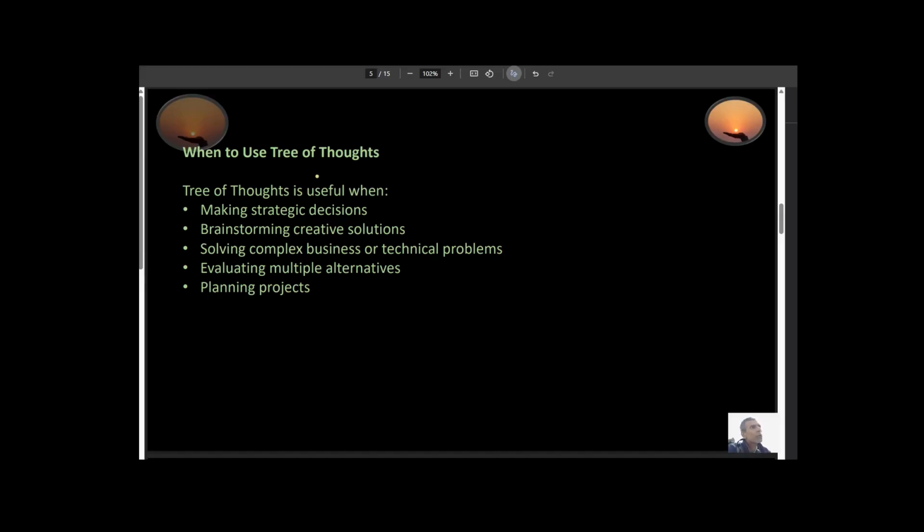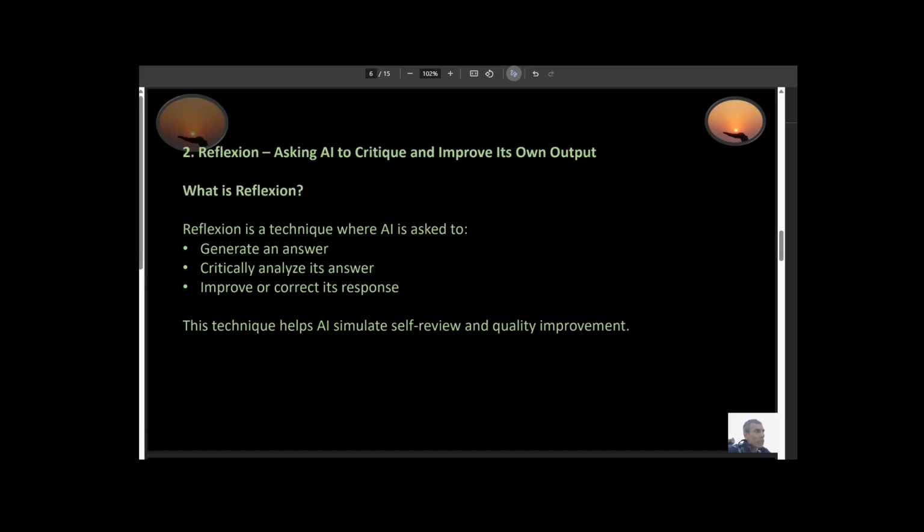So when should you choose tree of thought? It's useful when you're making strategic decisions, when you're brainstorming to find creative solutions, when you're trying to solve complex business or technical problems, when you want to evaluate multiple alternatives, or when you're planning a project. In these types of scenarios, tree of thought tends to be the best option.